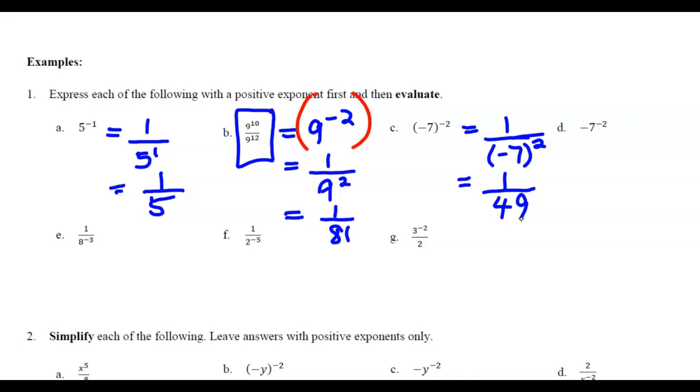In D, where is the negative? There's 2 negatives, really. The negative in the exponent has nothing to do with the value of the base. This negative stays. It's outside of the 7. It doesn't apply to the power. So it's just negative and then 1 over 7 squared. So different from C. Look at the difference. C has brackets around the negative 7. D doesn't.